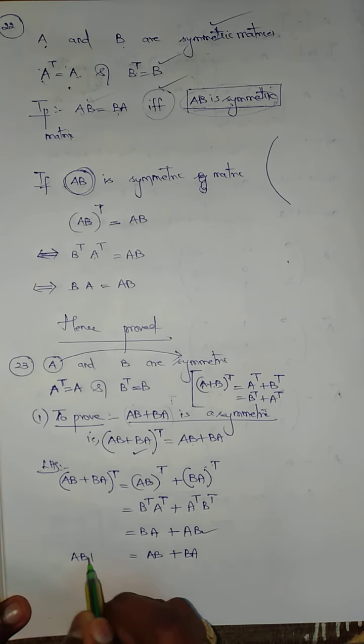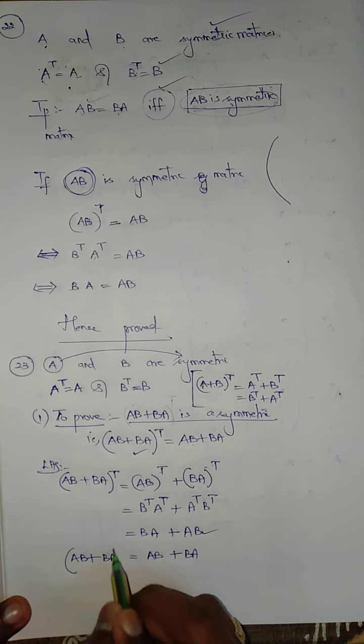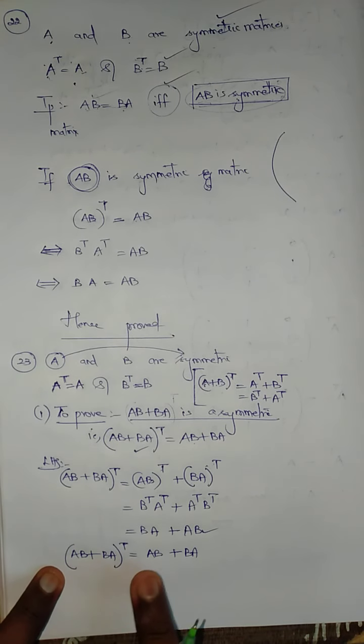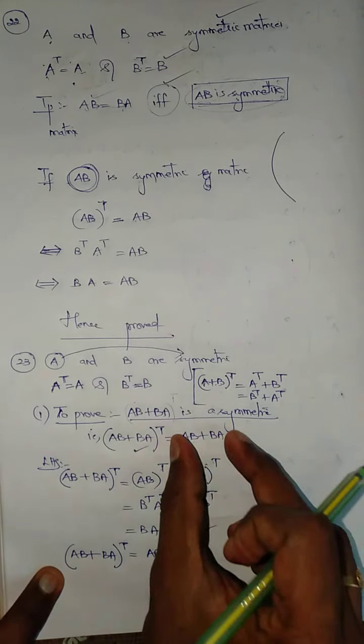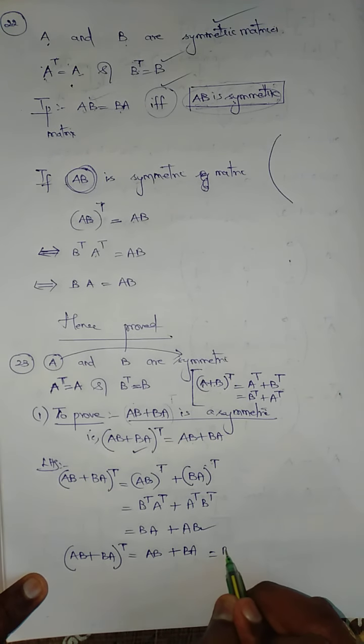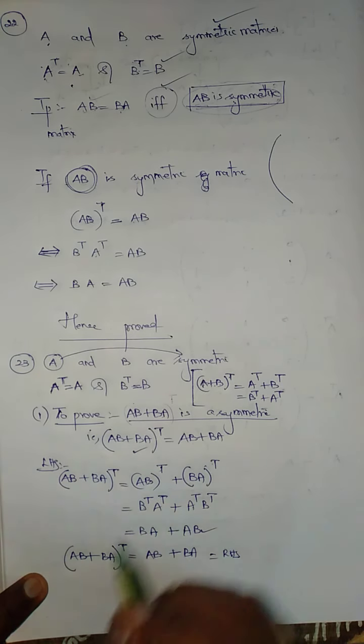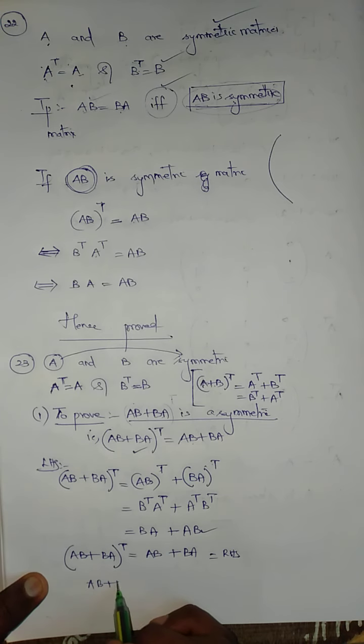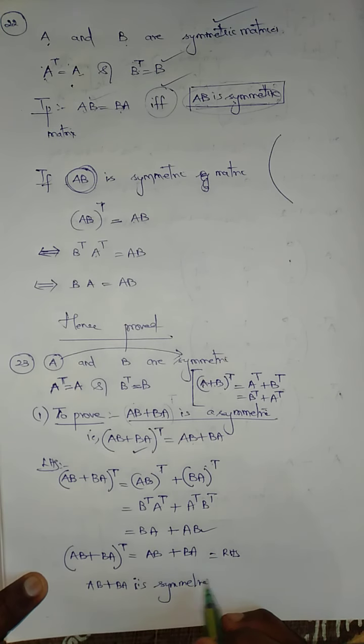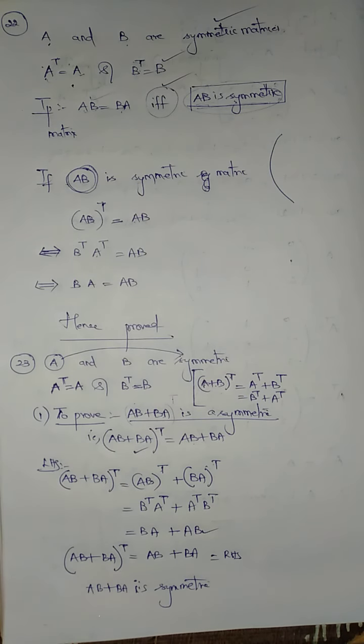Therefore, AB plus BA the whole transpose is nothing but AB plus BA. We got this, which is the RHS. Therefore, AB plus BA is symmetric. Very, very easy. Okay, next we move to the second subdivision.